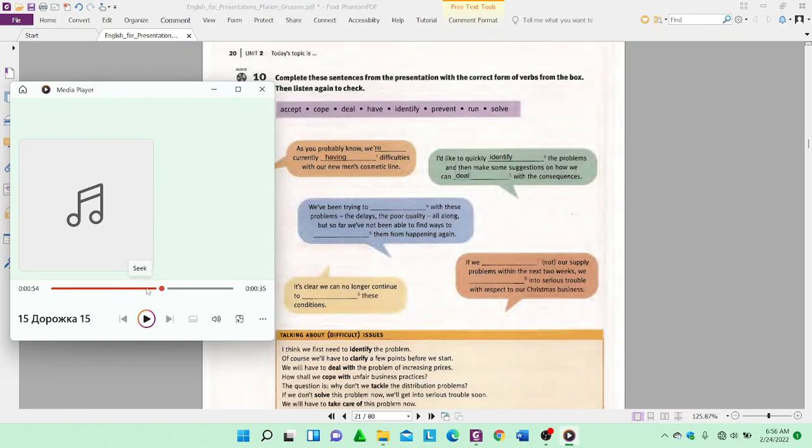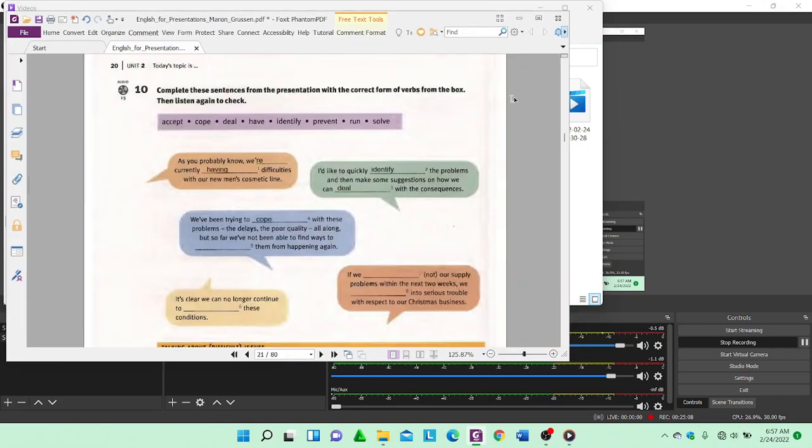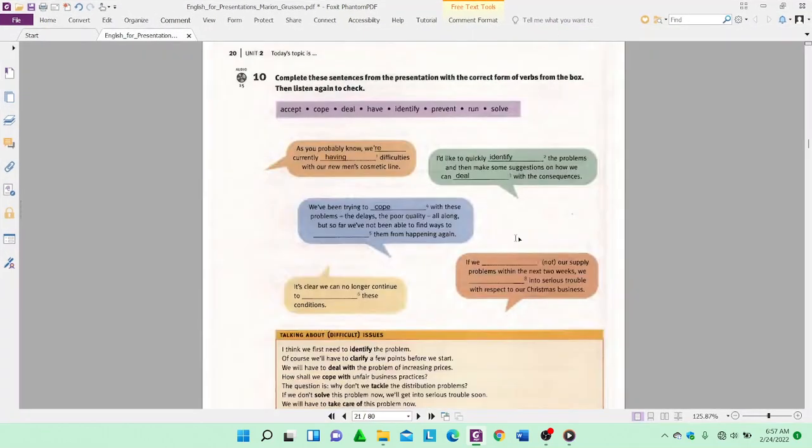Apa itu? Okay, dapat? 40% of the bottles. We've been trying to cope with these problems. Okay. We've been trying to cope katanya ya. We've been trying to cope with this problem katanya. Ya kan? The delays, the poor quality all along, but so far we've not been able to find ways to apa?